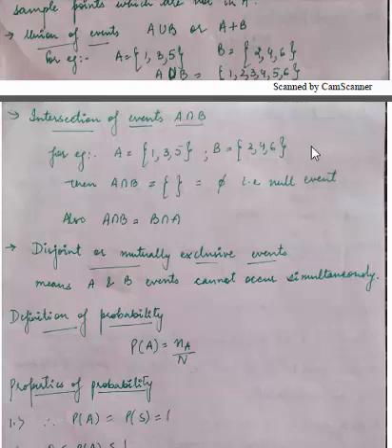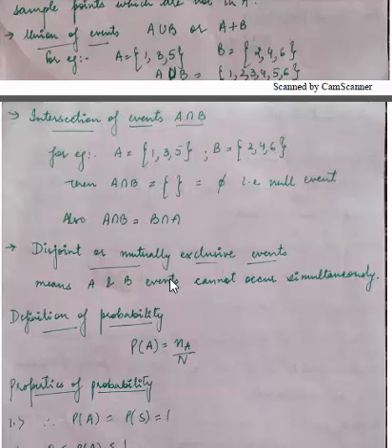Next is intersection of events, A intersection B. For example, we have set A that contains 3 values 1, 3, 5, and B also contains 3 elements, that is 2, 4, 6. A intersection B contains only the common elements or points in A and B, but there is no common element between A and B. So A intersection B is a null event. Also, A intersection B is equal to B intersection A.